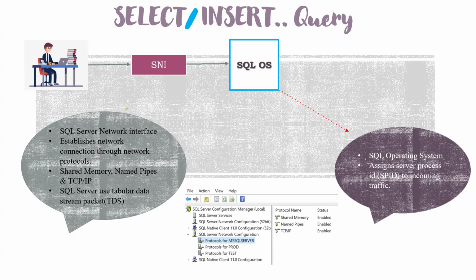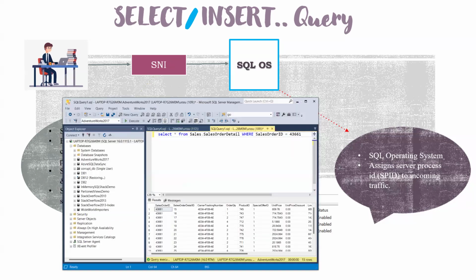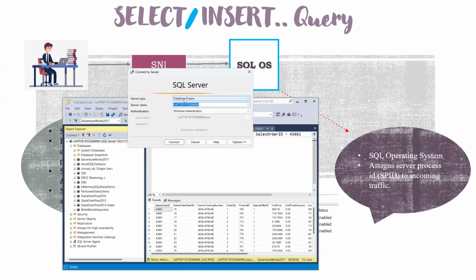Of course, everyone knows about the kernel. It's the heart of the operating system. So who is going to talk to your operating system? SQL OS is going to talk to the operating system, not your database engine, sir. Your database engine is not talking to the operating system. SQL OS is talking to the operating system to get the resources.